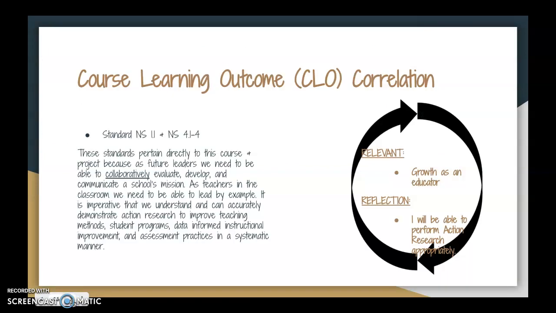Course learning outcome correlation. If you read through standard NS 1.1 and NS 4.1 through 4.4, these standards pertain directly to this course and project because as future leaders, we need to be able to collaboratively evaluate, develop, and communicate a school's mission. As teachers in the classroom, we need to be able to lead by example. It is imperative that we understand and can accurately demonstrate action research to improve teaching methods, student programs, data-informed instructional improvement, and assessment practices in a systematic manner.